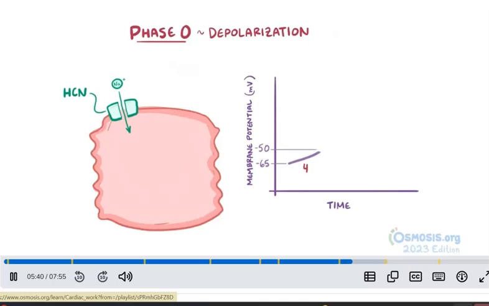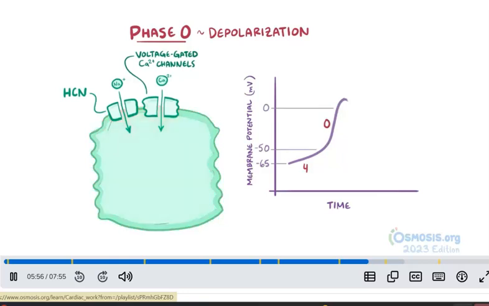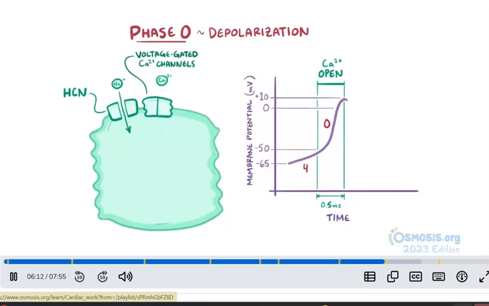Once the cell's membrane potential reaches about negative 50 millivolts, voltage-gated calcium channels start to open up, which allows calcium to flow into the cell. With sodium and calcium flowing into the cell, the membrane potential rises all the way up past 0 millivolts and into positive territory, peaking out at about plus 10 millivolts. This happens super fast, lasting only about 0.5 milliseconds. Those calcium channels stay open until it hits about the plus 10 millivolt mark, at which point they start to close. Once the cells hit plus 10 millivolts, we're in phase 3, or the repolarization phase.